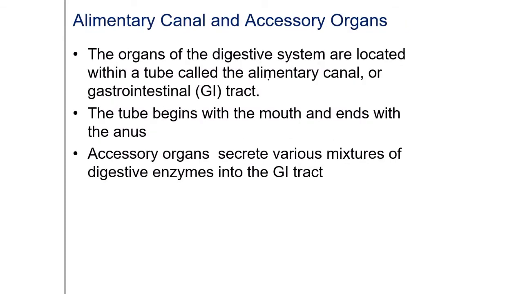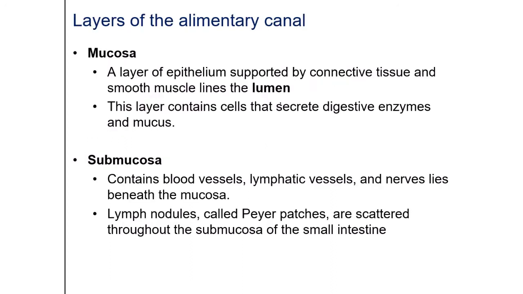So the digestive system has a tube that connects the mouth to the anus, and that is called the GI tract, which stands for gastrointestinal tract. It's also sometimes called the alimentary canal. And along the way, there are various accessory organs such as the liver, the pancreas, the salivary glands, the gallbladder. All these accessory organs are going to be secreting various mixtures of digestive enzymes into your GI tract to help with the digestion process. Now, the GI tract, the alimentary canal, has 4 layers of tissues to it.